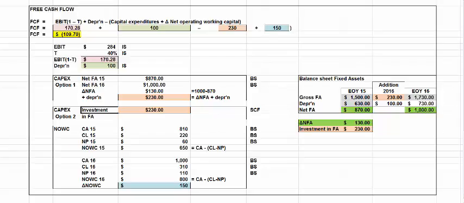During 2016, Allied invested $230 million in plant and equipment from the statement of cash flows. They also added $100 to depreciation from the income statement. So at end of year 2016, gross fixed assets is the $1,500 plus $230, $1,730. Accumulated depreciation is the $630 plus $100, $730. So net fixed assets for 2016, $1,730 minus $730, or $1,000. Again, the balance sheet number.